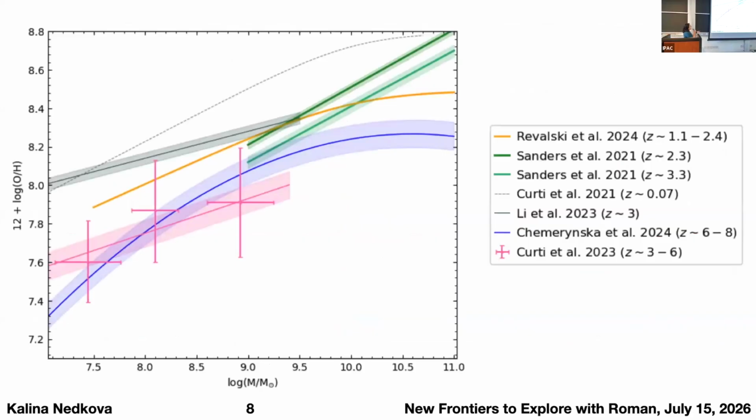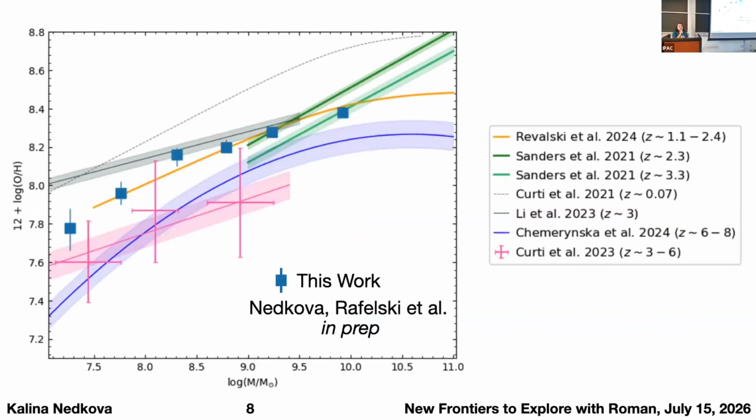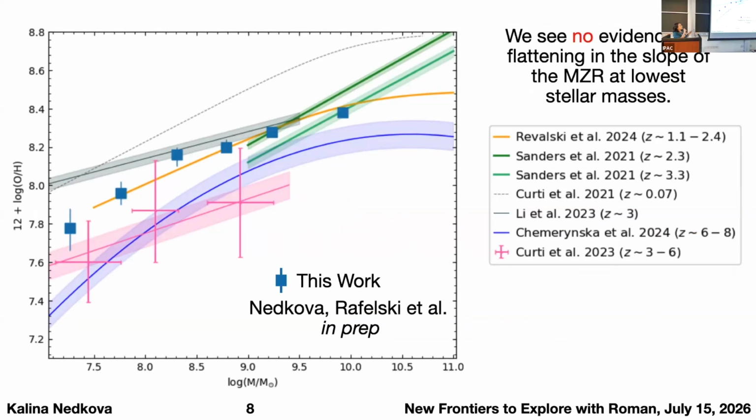But if we take our relations from before and we plot our stacked results, what we find is very good agreement with previous HST work. And so recent JWST studies have been suggesting that there may be some kind of flattening in the mass-metallicity relation, but for our results, we see no evidence of this using very large samples.